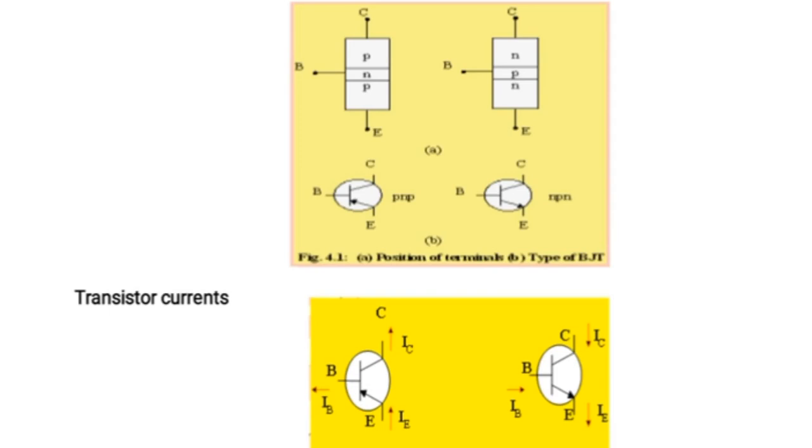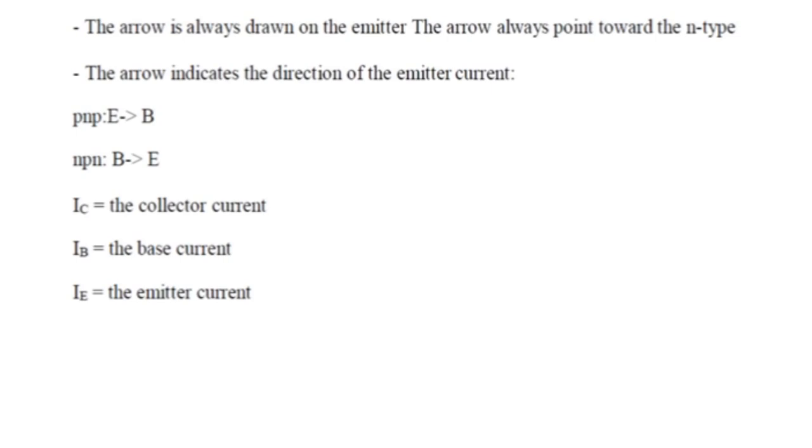In the first diagram you can see the PNP transistor, connected as collector, base and emitter, where the current is flowing from the emitter to the base. In the second figure you can see the NPN transistor, where the current is flowing from the base to the emitter. The arrow is always drawn on the emitter, and points towards the N type. In the PNP, the arrow is indicated from emitter to base, and in the NPN, from base to emitter. IC is the collector current, IB is the base current, and IE is the emitter current.